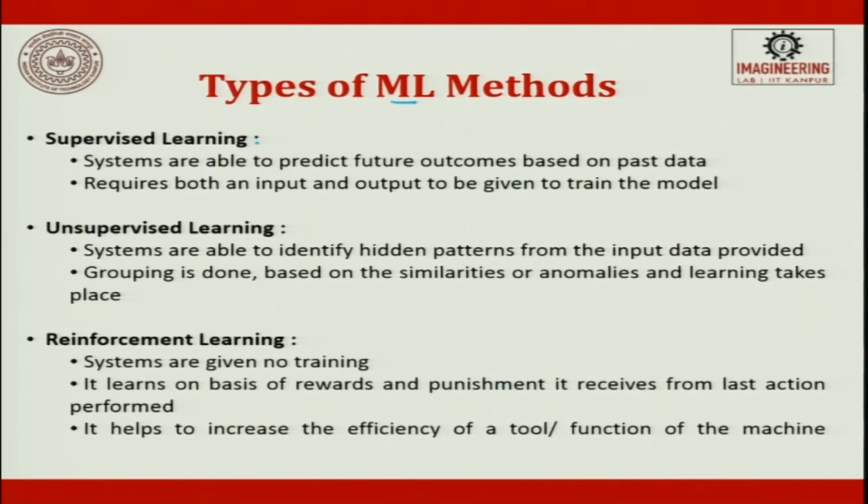One is called supervised learning, the other one is called unsupervised learning, the third one is called reinforced learning. Supervised learning is when systems are able to predict further outcomes based on the past data. It requires both an input and output to be given to train the model. So here in supervised learning you have a set of data, and based on the data the system is getting trained. That data is the past data, it can be anything.